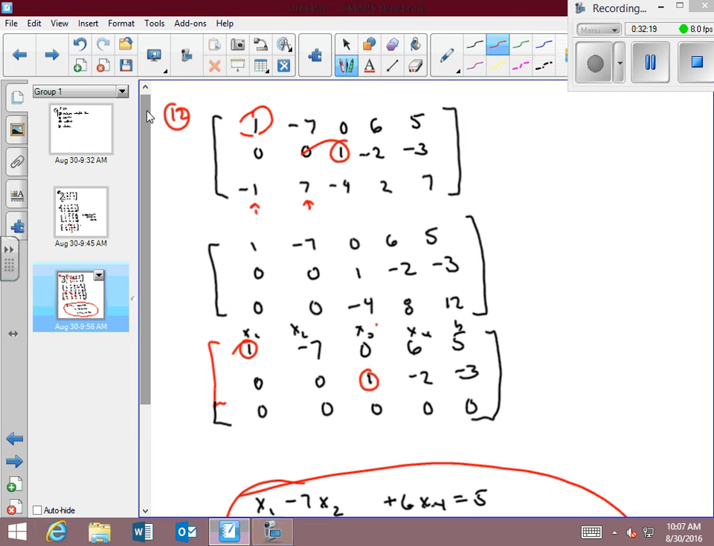I said that wrong. It's the fourth column, third row. You could get zeros above that. You could get zeros above the third column, second row, but you couldn't get that zero in the first row, second column. So that would make x2 free, and you could actually get values for it. You'd have a parametric set of equations.